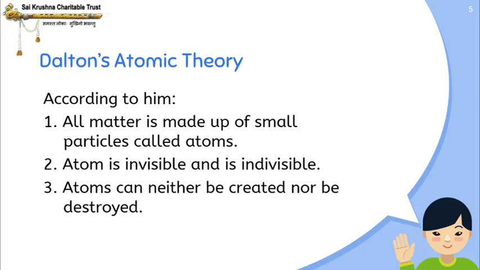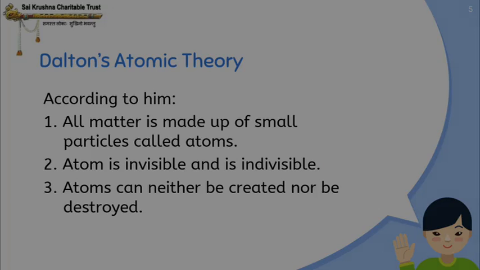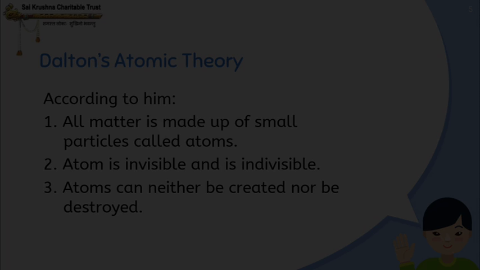The third point under Dalton's atomic theory is atoms can neither be created nor be destroyed. What do you understand by this sentence? You cannot create any atom or destroy any atom. Let me take an example. When you burn a paper, you remain with the ash, right? So you cannot destroy it completely. That's why atoms can neither be created nor be destroyed.